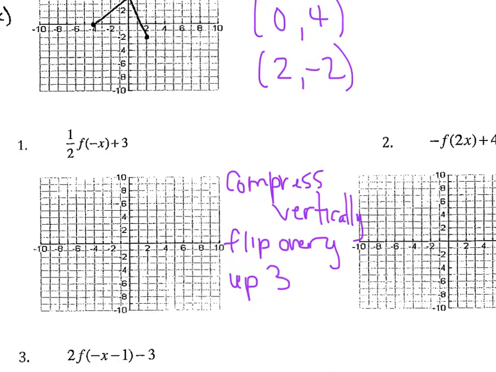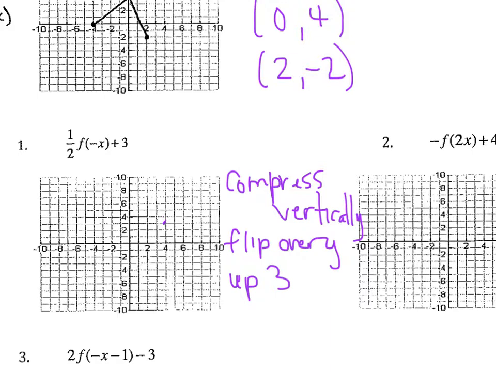My first point is -4, 0. Compressing it vertically, I divide the y by 2. Stays the same. So it's -4, 0. Flipping it over the y-axis, it now becomes 4, 0. Then I'm going to move it up 3, so it ends at the point 4, 3.